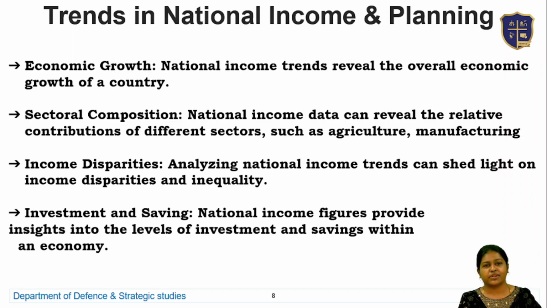So what are the trends we will understand by calculating the national income and how is it helpful in planning, we'll see now. The first is economic growth. National income trends reveal the overall economic growth of a country. And the next is sectoral composition. National income data can reveal the relative contribution of different sectors. For example, we have many sectors in India like agriculture, industry. Each sector will contribute and we can calculate how much income it is generating. And the next is income disparities. If there are any income disparities, then yes, they can be easily identified by calculating national income.